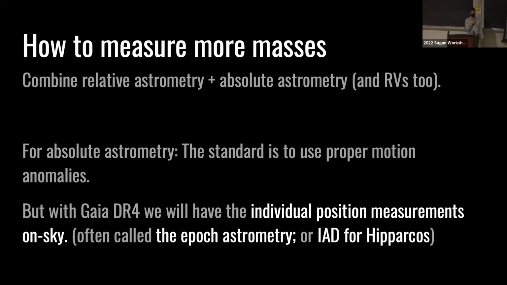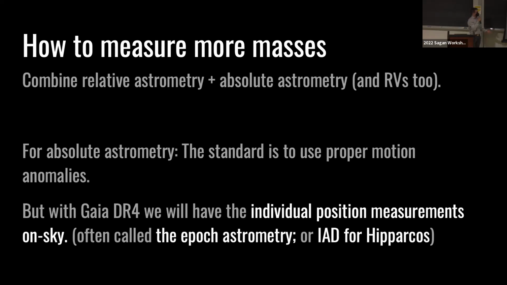Okay, so we need more masses. Obviously, combining relative and absolute astrometry is a great way to do it. The standard so far has been to use proper motion anomalies because it's really the only thing we have. One of the problems is that if you use proper motion anomalies, it can average over short period orbits, so 1 to 5 years. Tim sort of addressed this, that the proper motion anomaly method is best for things with periods greater than 5 years.